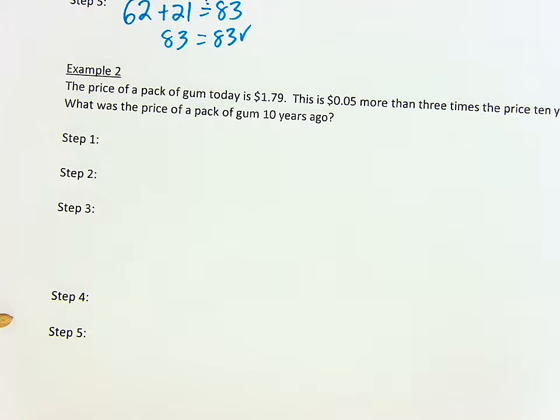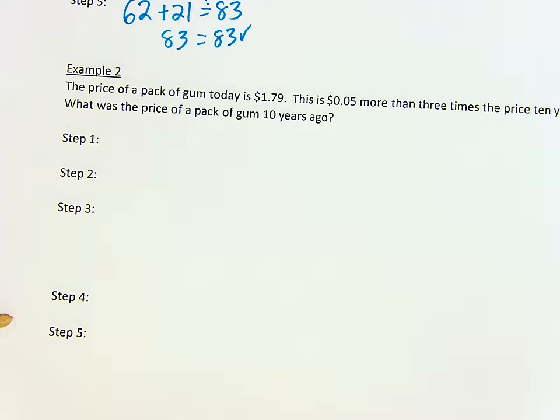So, a second example of one of our word problems. Let's read it together. The price of a pack of gum today is $1.79. This is 5 cents more than 3 times the price 10 years ago. What was the price of a pack of gum 10 years ago?